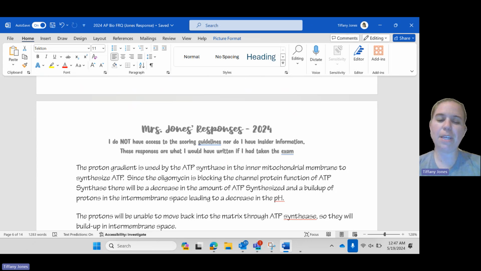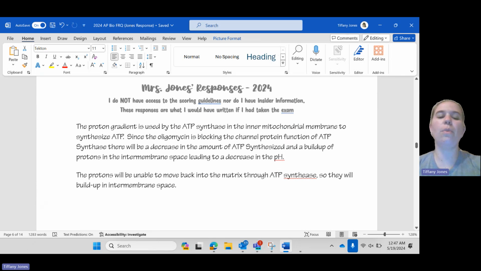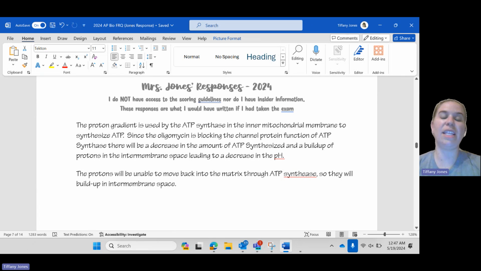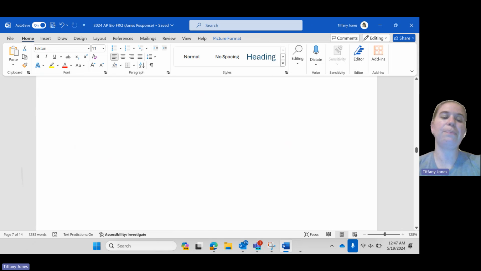I did talk about ATP just because that's where my brain was going, but I think it really needs to focus on the protons being stuck in the intermembrane space, and so they're unable to get back into the matrix because that protein is inhibited.